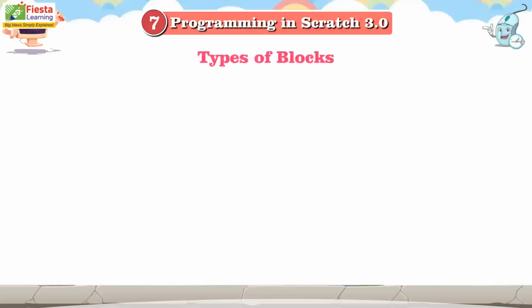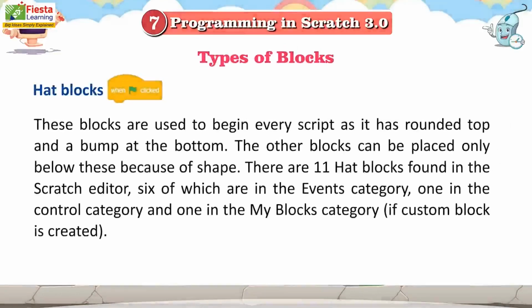Types of blocks. Head blocks. When clicked. These blocks are used to begin every script as it has a rounded top and a bump at the bottom. The other blocks can be placed only below these because of the shape. There are 11 head blocks found in the Scratch editor, 6 of which are in the events category, 1 in the control category and 1 in the my block category if a custom block is created.